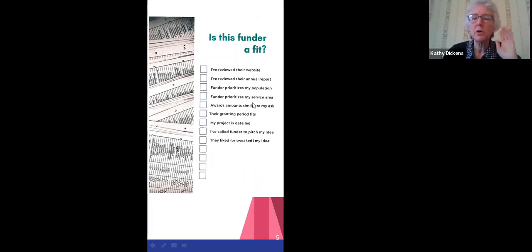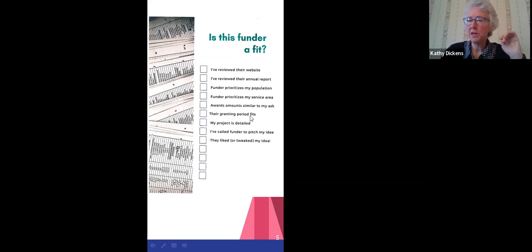So make sure your priorities align with theirs. Awards amount similar to your ask. If I need $1 million and I'm going to my community foundation that has $20 million in assets, I'm probably not going to have a really good pitch because what I need doesn't align with their giving history. So be sure that you've done that due diligence too.